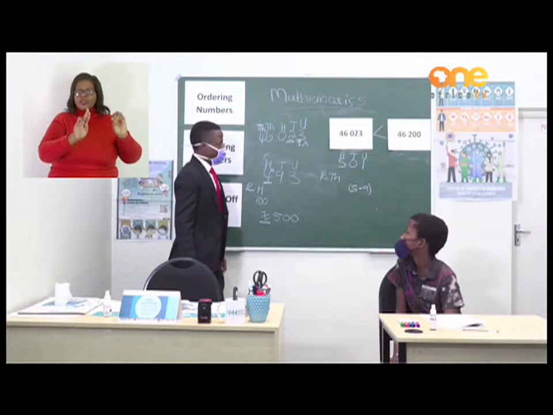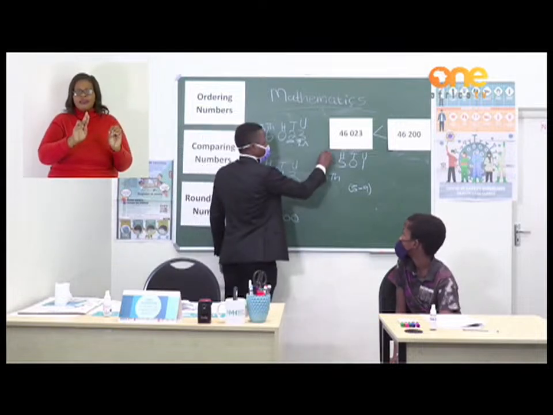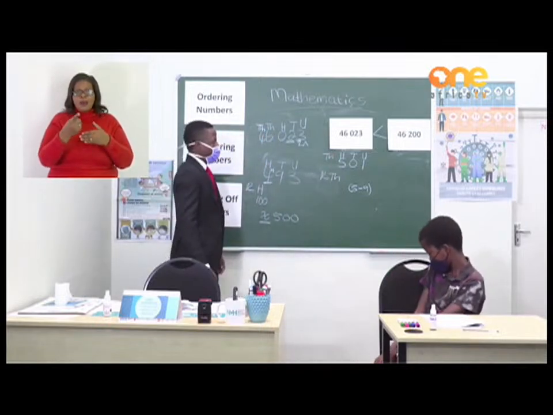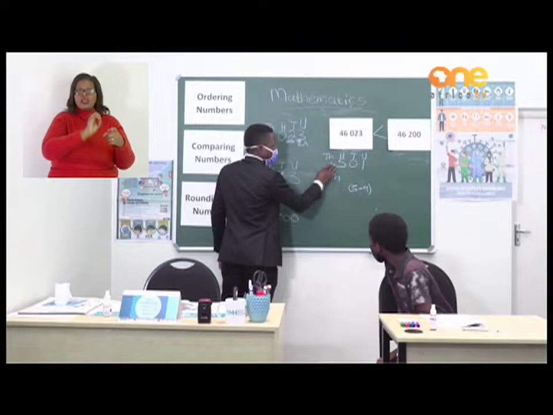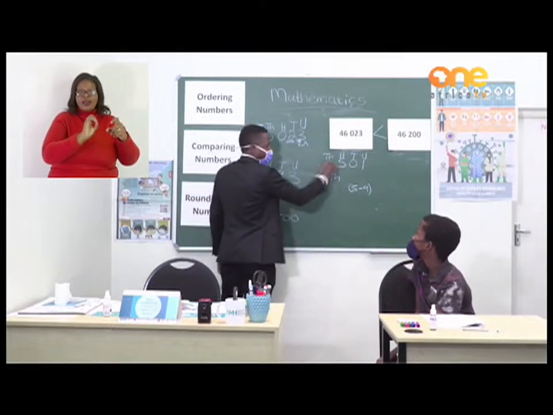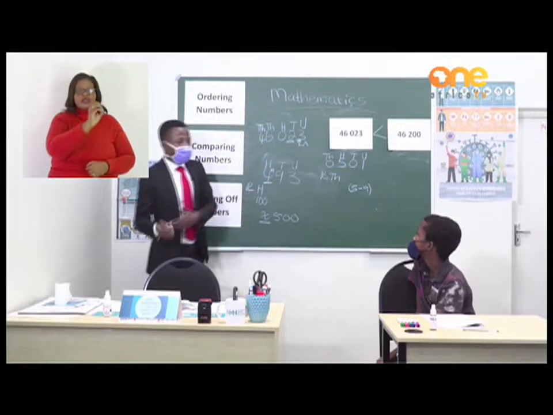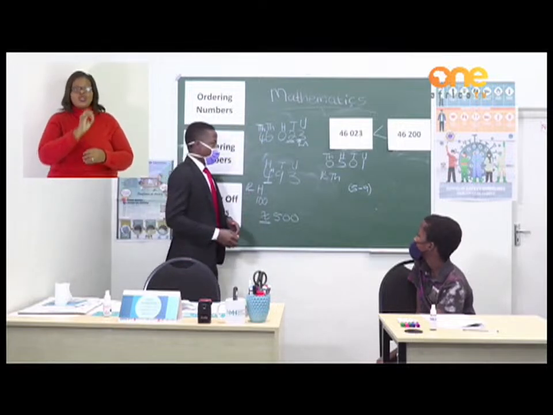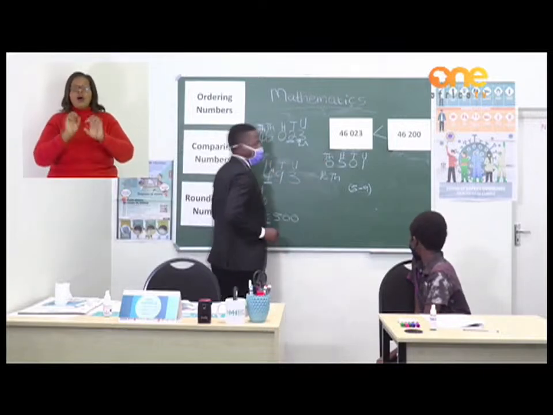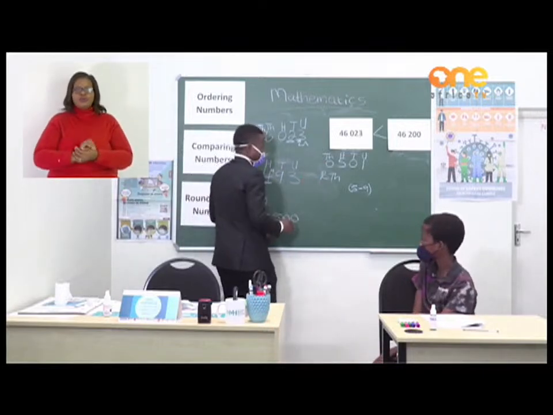But we are asked to round off to the nearest 1,000. There is no number. When there is no number, we know that there is also a 0 there. So 0 is nothing. 0 is a placeholder. So there is 0 there. Let's imagine there is 0.